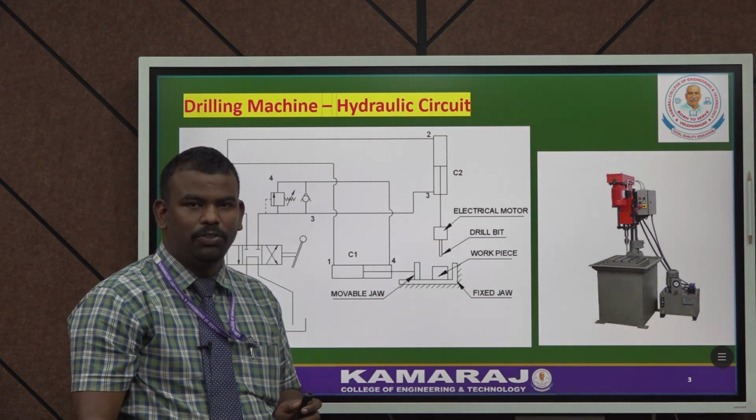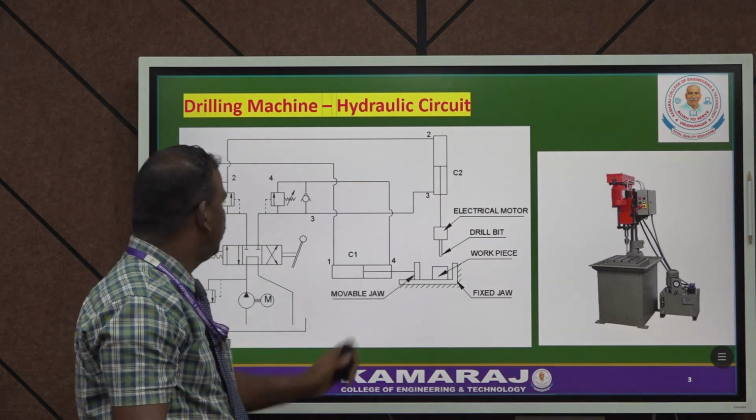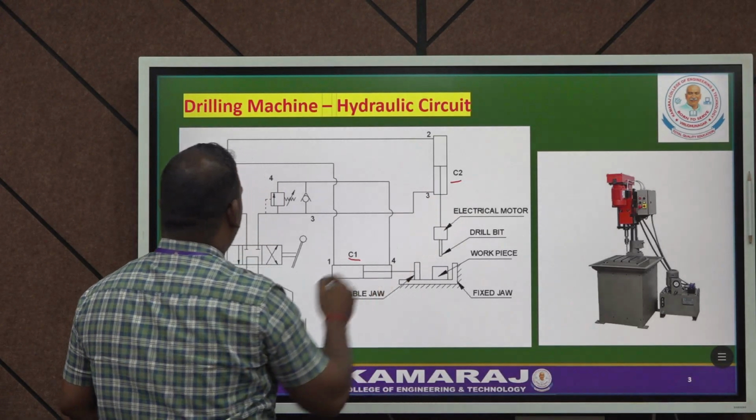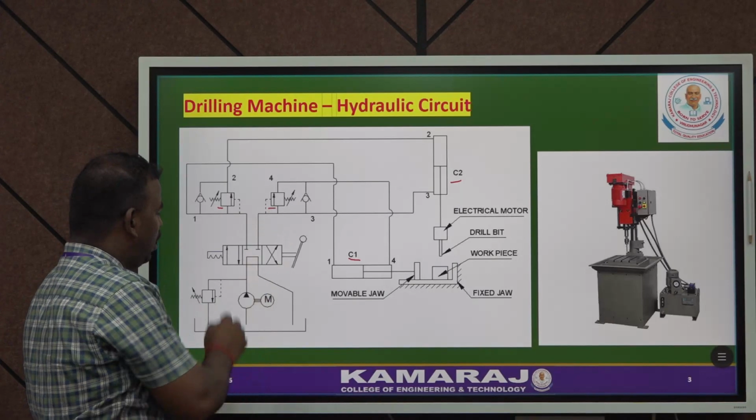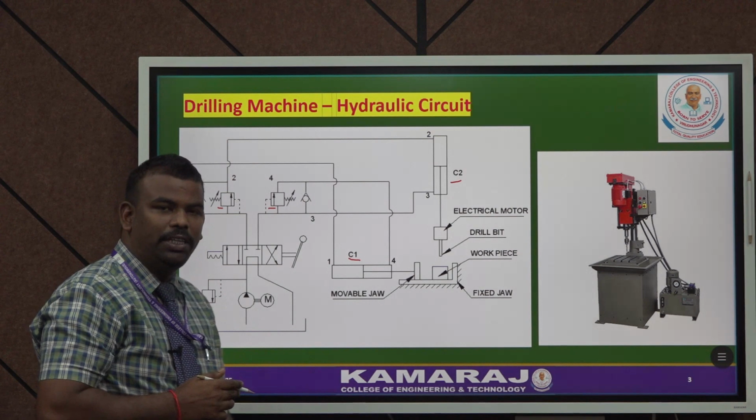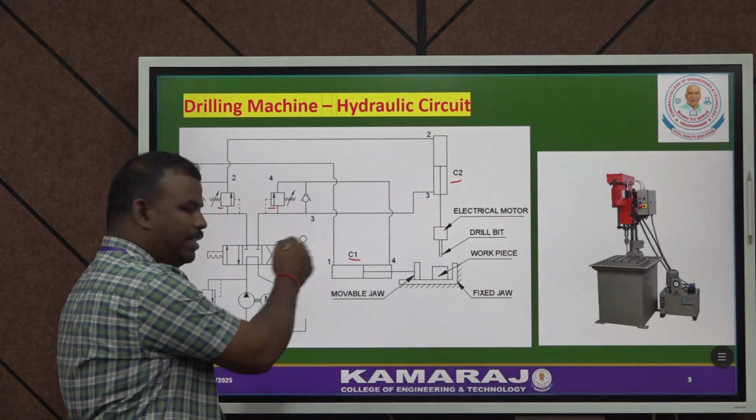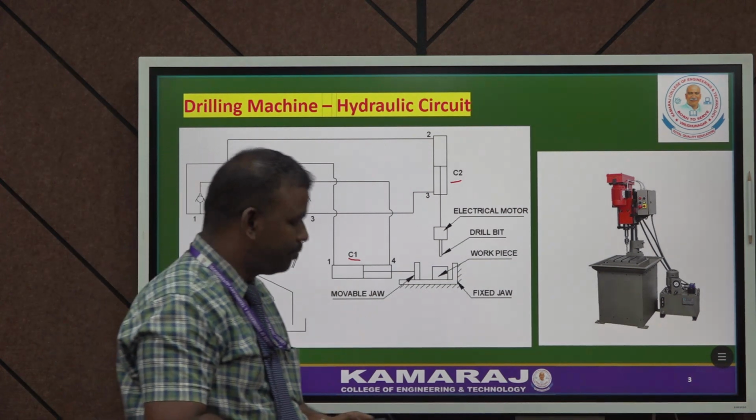In this hydraulic type of drilling machine, the main components are hydraulic cylinders, cylinder 1 and cylinder 2, two sequence valves, sequence valve 1 and sequence valve 2, and the 4x3 direction control valve. This 4x3 direction control valve is actuated by using the lever mechanism or any other mechanism. In this type, we are using the lever mechanism.